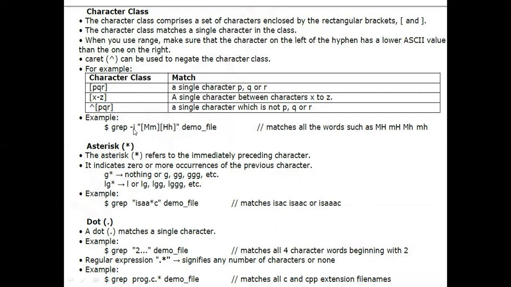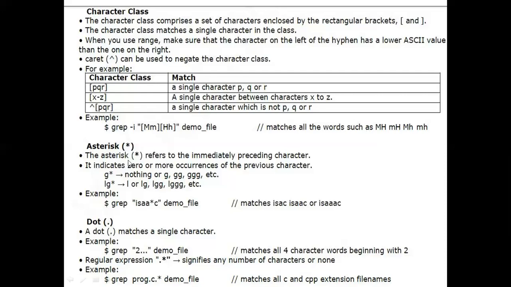As you can see here, you are using the grep command, then you are using the option called as -i. Then you are using the character class. So since you are using the character class, it will include any of the characters. So it will match all the words such as MH: capital M capital H, small m capital H, capital M small h, small m small h. So in this particular file called as demo file, it will look for all these four combinations of characters. If it finds any of these combinations, then it will return that particular line which contains any of these four combinations. Okay.